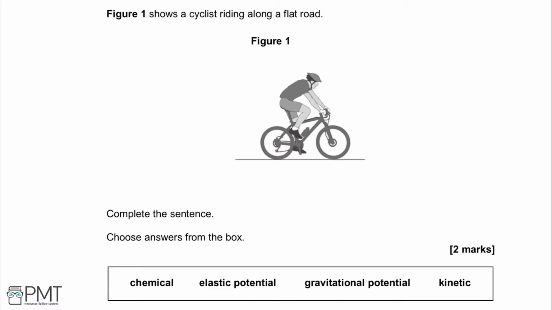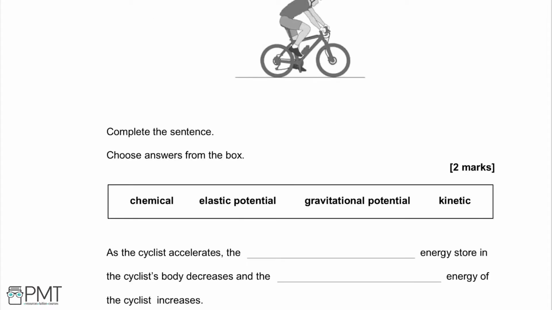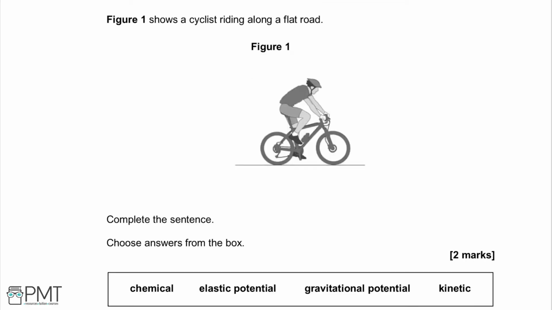Figure 1 shows a cyclist riding along a flat road. Complete the sentence. Choose answers from the box. As the cyclist accelerates, the something energy store in the cyclist's body decreases and the something energy of the cyclist increases. For this question, it's really important to remember that energy cannot be created or destroyed, only wasted or transferred.